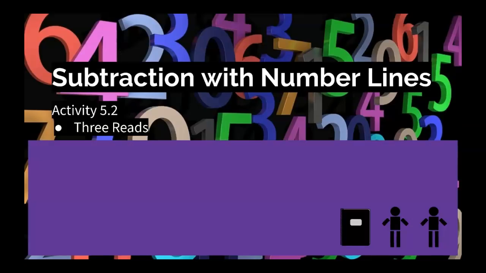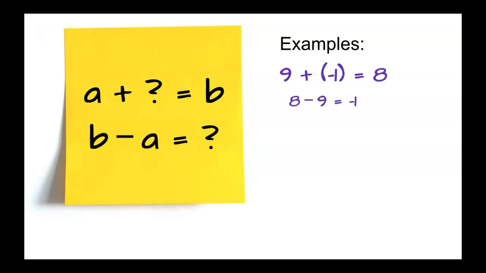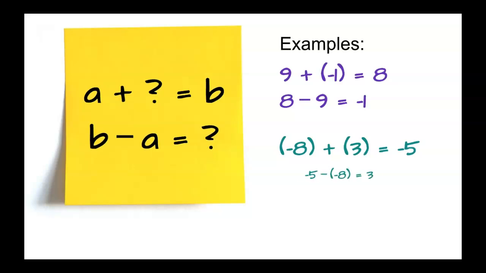When we look at subtraction with number lines, one thing to notice is if you're trying to figure out a plus some number equals b, you can rewrite that with the fact family: b minus a equals that same missing number. So for example, if we knew 9 plus negative 1 equals 8, it's also true that 8 minus 9 equals negative 1. Or if negative 8 plus 3 equals negative 5, then negative 5 minus negative 8 equals 3.